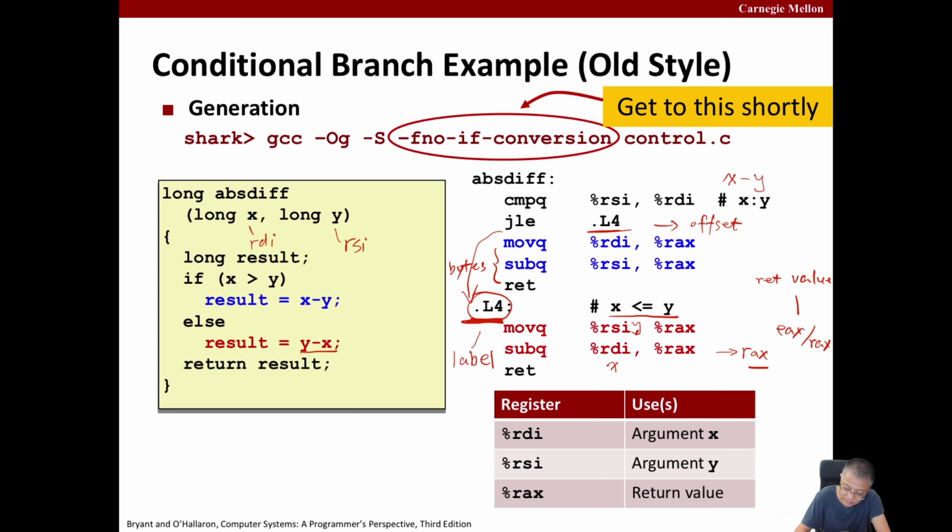So if the jump instruction finds the condition to be false, it will execute this branch. In this branch, it will calculate x subtracted by y and save this to the RAX register.